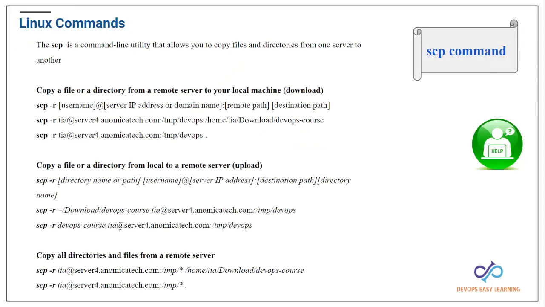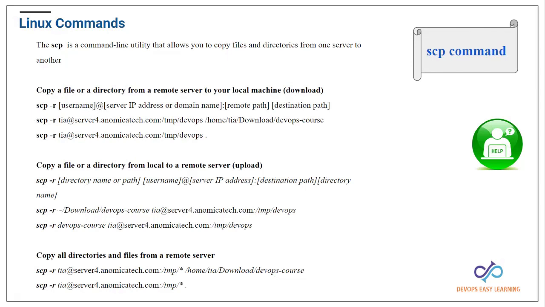How does that work? Let me go ahead and grab my Epic Pen here. Right here, we have a couple of syntaxes. What is the syntax of the SCP command? Let's say you want to copy a file or a directory from a remote server to your local machine. That means you have a server maybe in Azure, or maybe in AWS, and you have a directory or a file there, and you want to copy it and put it on your local machine. What is the syntax?